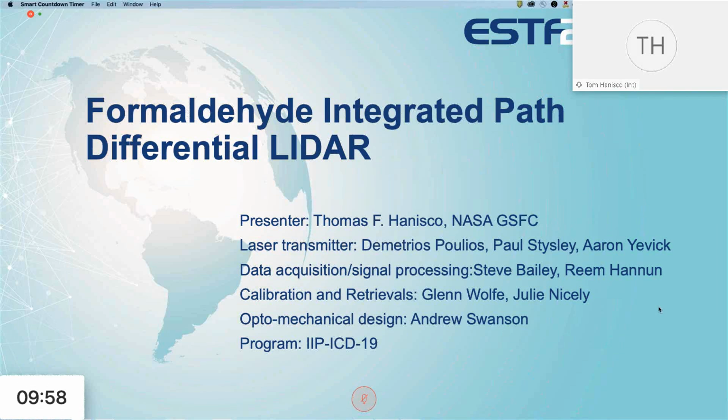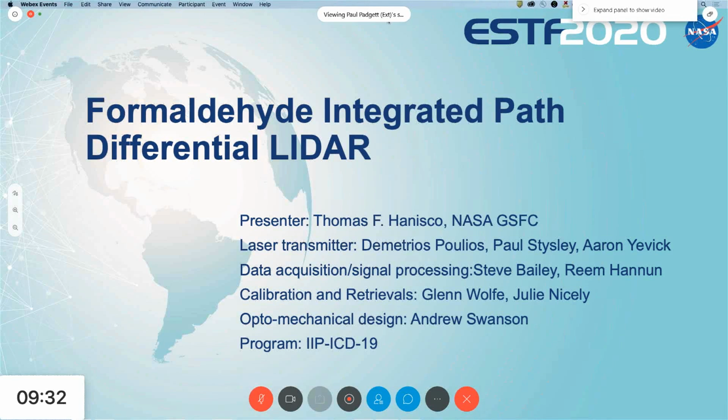And thanks, Elizabeth. I'm Tom Hanisco. I'm at NASA Goddard, and these are my coworkers, colleagues. Working on the laser transmitter are Dimitrios Poulios, Paul Steisley, and Aaron Yevik. Data acquisition and signal processing are Steve Bailey and Reem Hanoun. Calibration and retrievals, Glenn Wolf and Julie Nicely. And optomechanical design is Andrew Swanson.